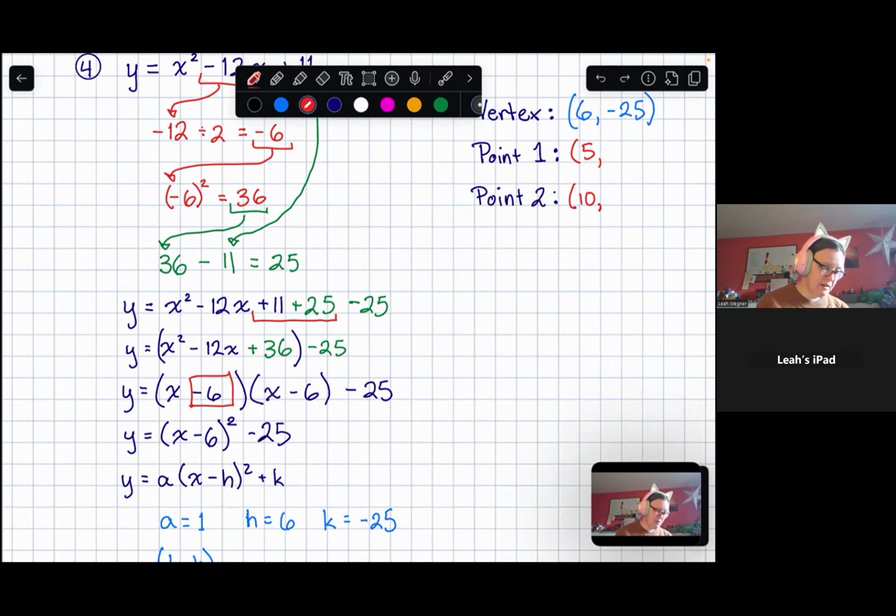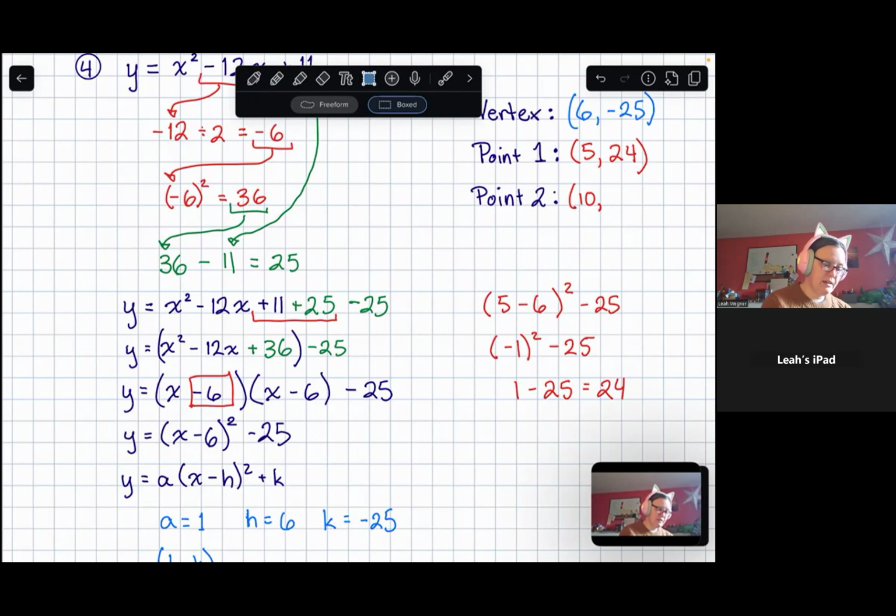So let's start with point 1's calculations. I've got x minus 6 quantity squared minus 25. And I'm going to erase x and put in 5 instead. 5 minus 6 is negative 1 squared minus 25. Negative 1 times negative 1 is positive 1. 1 minus 25 is equal to negative 24. Okay, so negative 24 goes here. All right.